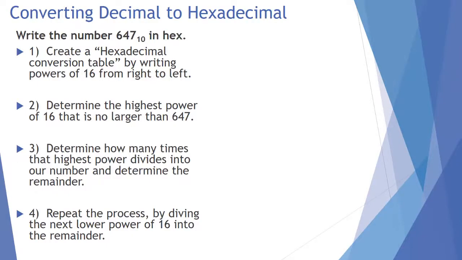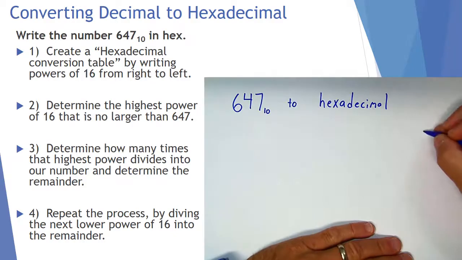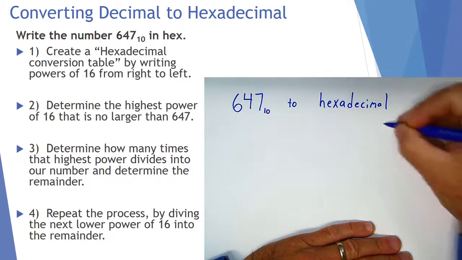Okay, let's steal that idea now and work with other number bases. Let's write the number 647 base 10 in hexadecimal. We really use the same process, it just looks a little bit different. Let's create a hexadecimal conversion table of sorts by writing all the powers of 16 from right to left. So of course 16 to the 0th power, that's going to be 1.